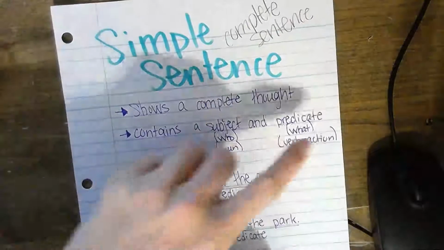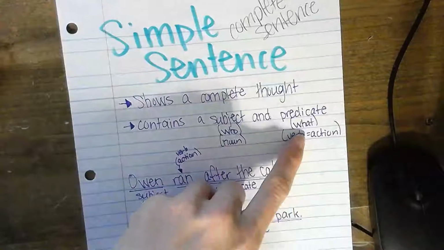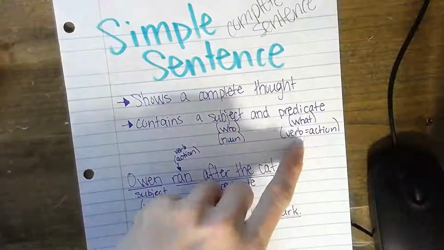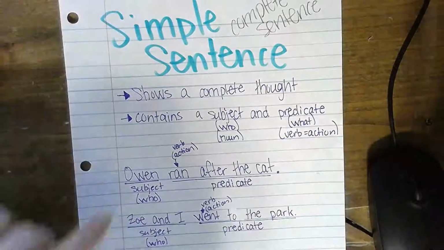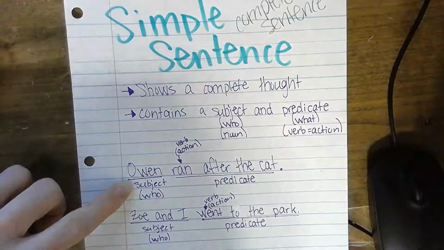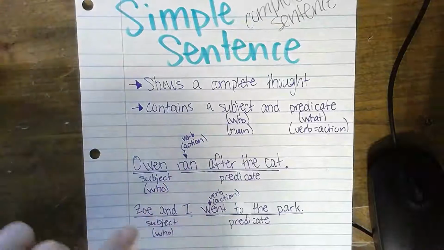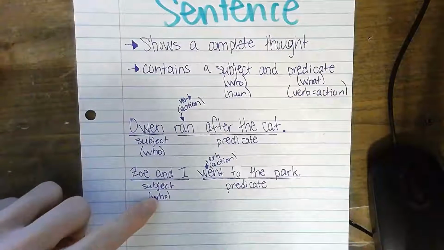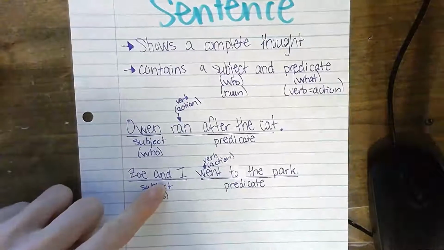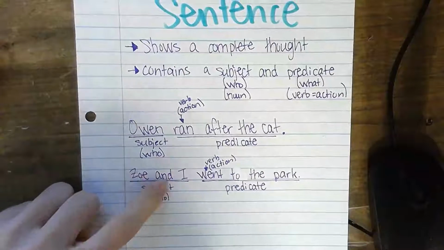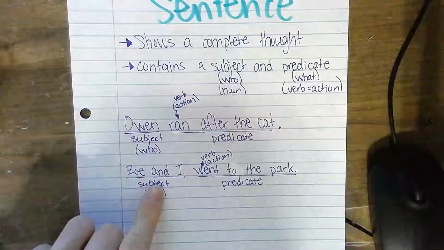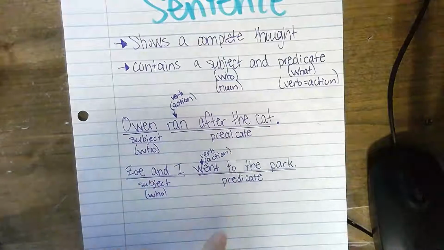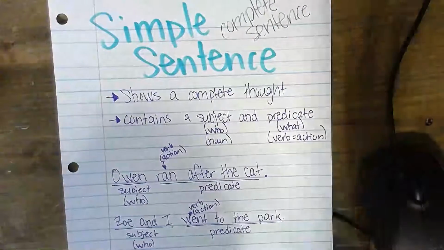It has a subject and a predicate. It's our who and our what. We have a noun and a verb. So an example would be, Owen ran after the cat. Owen is our subject. What did he do? He ran after the cat. Zoe and I is our subject. Yes, we're using a conjunction here, but it's to combine these two names together. What did we do? We went to the park. So I have simple sentences.